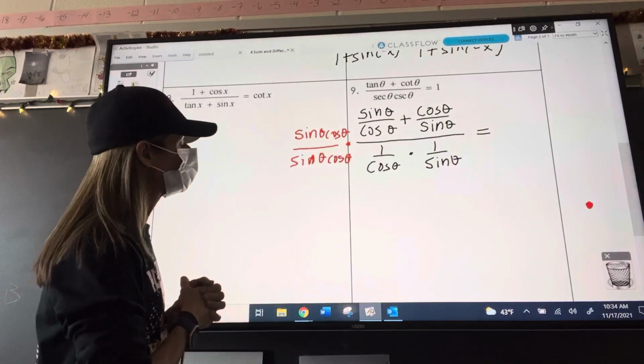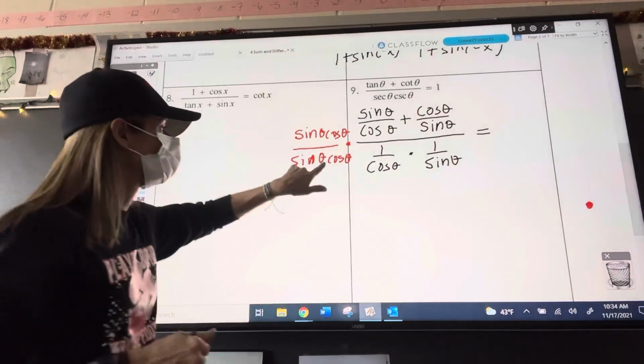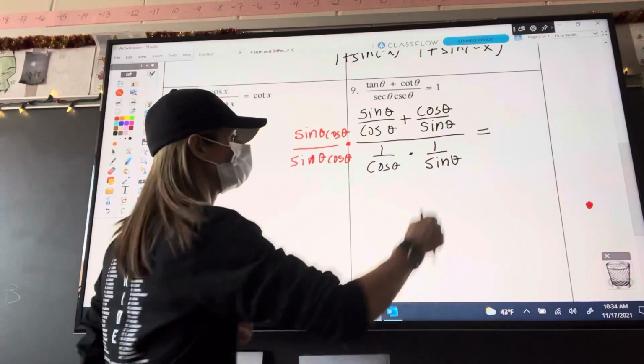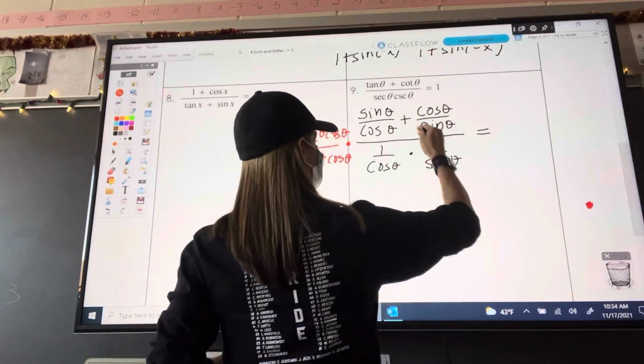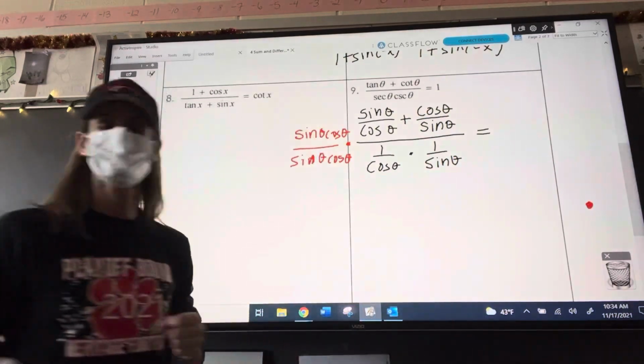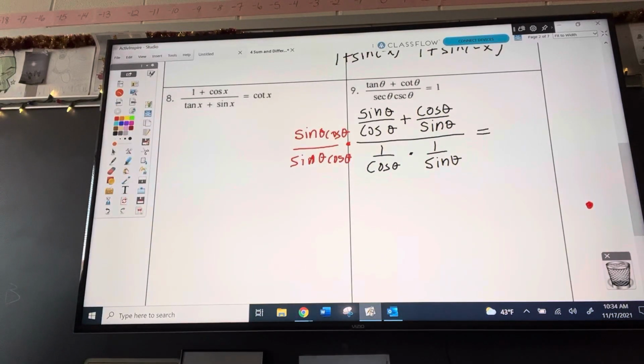In the denominator, sine cosine will be in the numerator. The cosines will cancel. The sines will cancel. So we won't have any more fractions. Can you write that? Yes, right now.